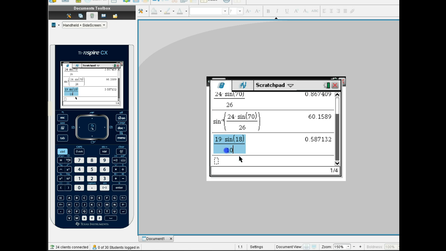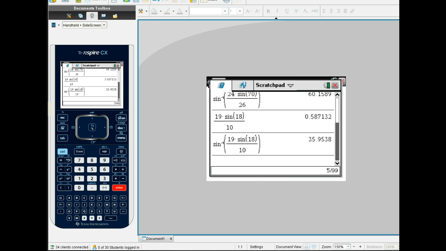Okay. Now, I had to make an adjustment there. I need to do the inverse sine, of course, of 19 times the sine of 18 divided by 10 to get the angle, and so that gives me an angle measure of 35.95 degrees. So roughly a 36 degree angle measure.